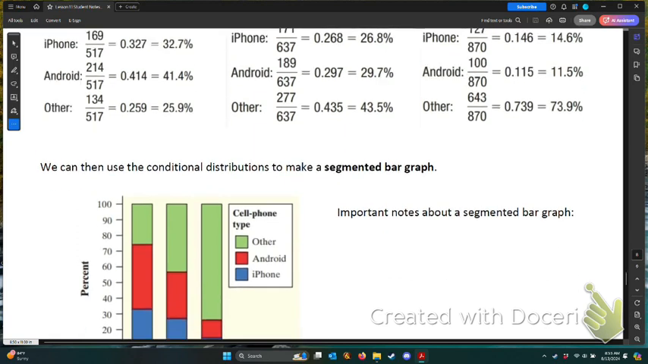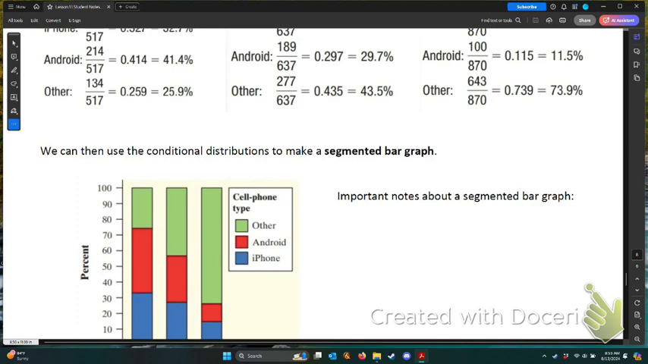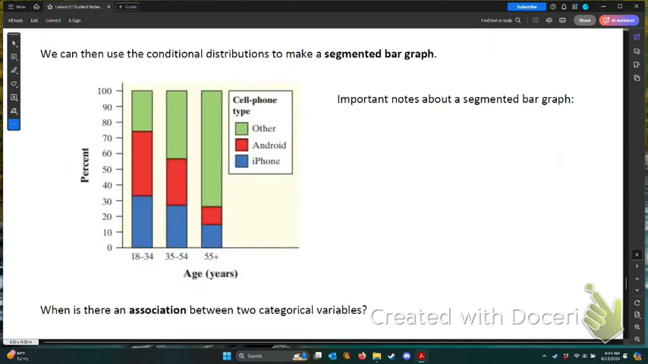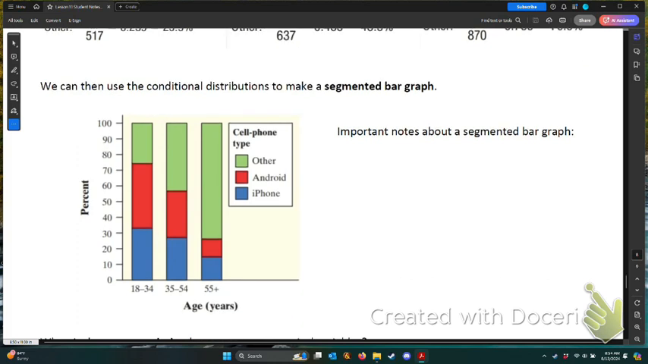All right, so we took those 18 to 34-year-olds, 32.7% used an iPhone, so we made that first bar on the bottom here, this blue one, 32.7% high. Then we stacked on top of that 41.4% of Android users, and then we stacked on top of that 25.9% for other. Then we made our next age category, 35 to 54, and we stacked iPhone on the bottom, so 26.8 right here. Then we stacked the Android on top, and then the other, and then 55 plus, we did the same thing. You have to keep it in the same order. It doesn't matter what order you go in, honestly, but you do have to keep it in the same order for each category: iPhone, Android, other.